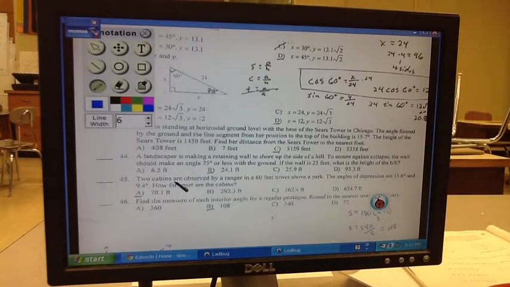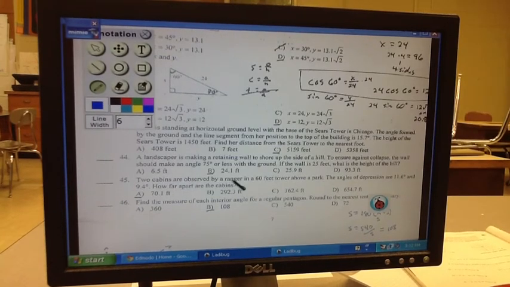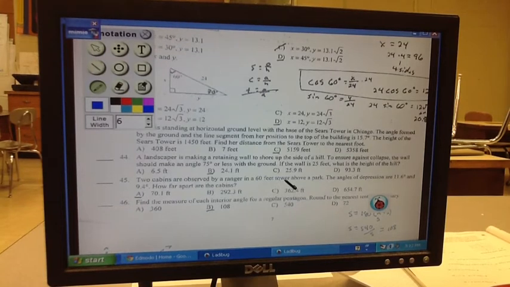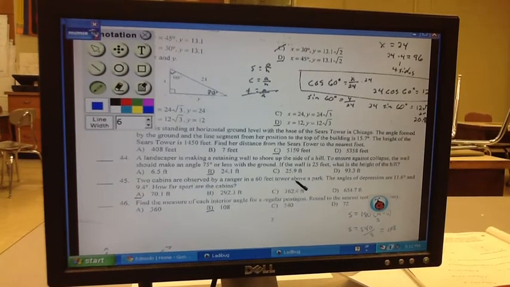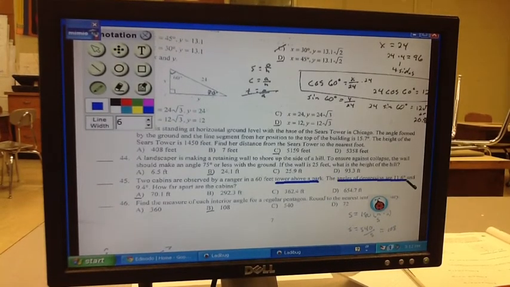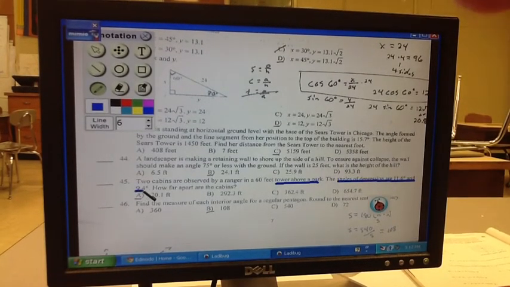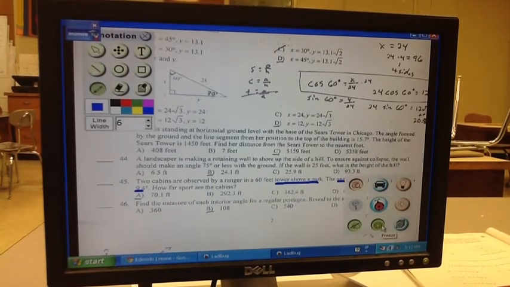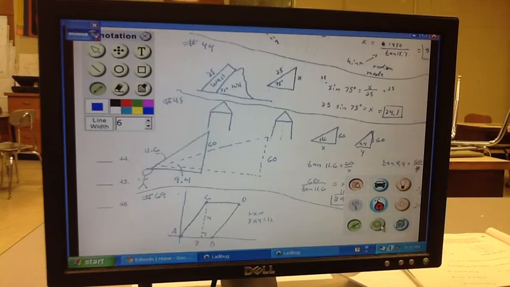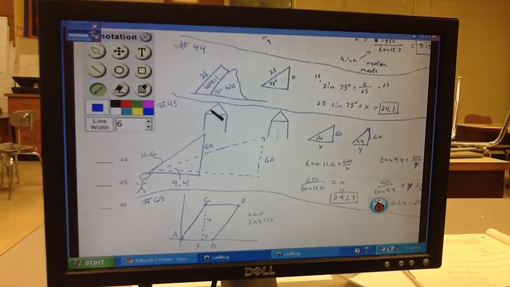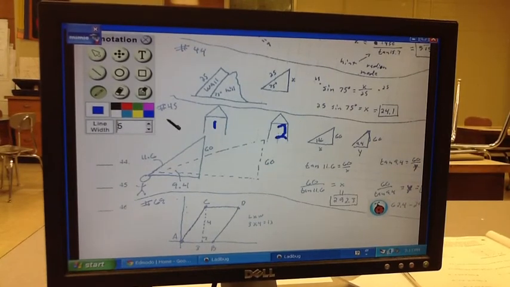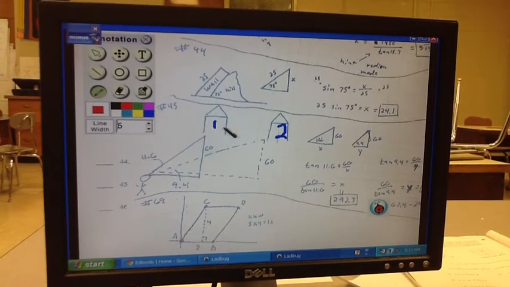Alright, looking at 45, two cabins are observed by a ranger 60 feet above the park. Elevations of 11.6 and 9.4. How far are the cabins apart? Of course I got a picture. Y'all know I do. Alright, so we got our two cabins. Here and here, cabin 1, cabin 2. Let's use a different color. We're wearing that color out. Cabin 1 and cabin 2.